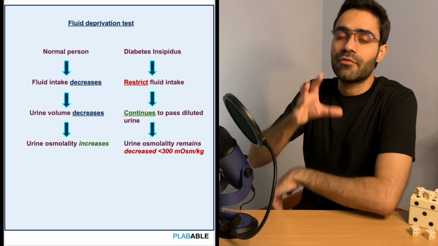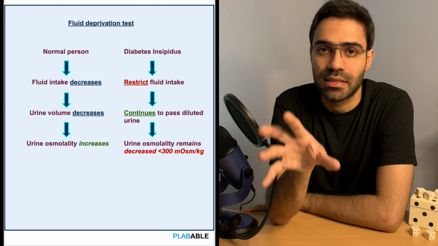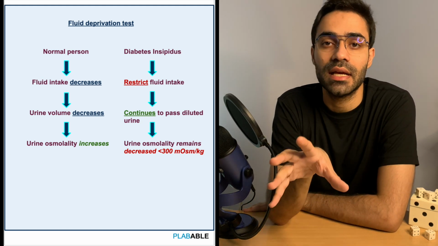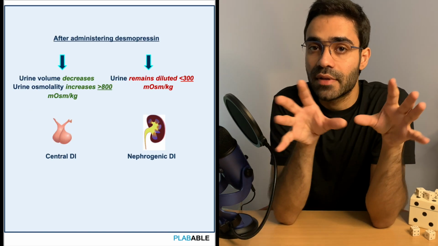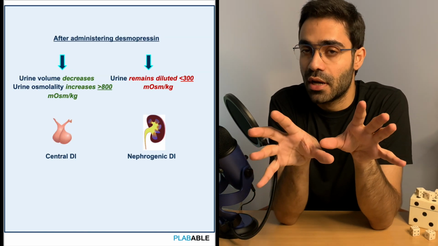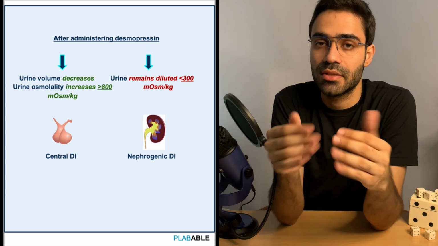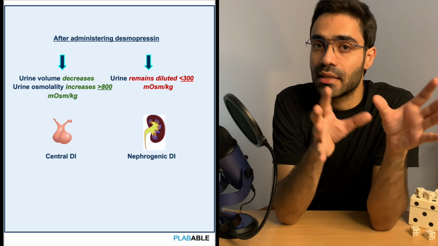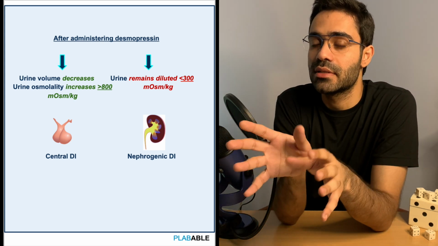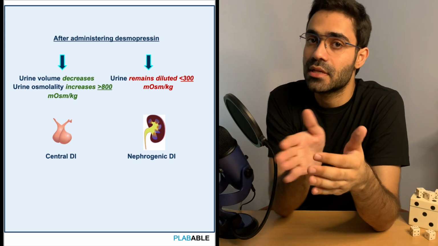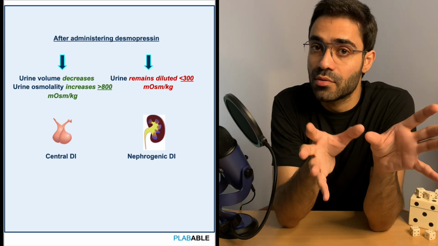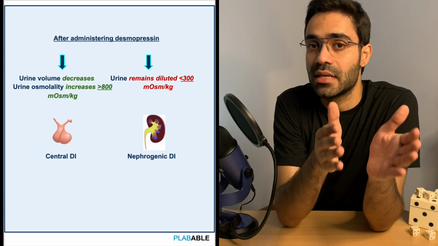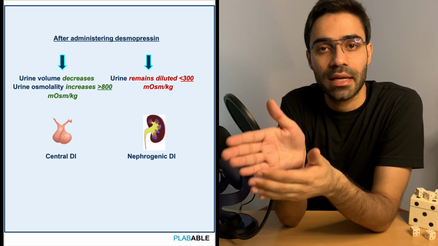Now, after you have confirmed that this patient has diabetes insipidus, you would like to know whether he has central diabetes insipidus or nephrogenic diabetes insipidus. Now you give desmopressin to this patient. Desmopressin is a vasopressin analog. It goes and acts on the receptors in the kidneys. If the receptors are functional, this desmopressin is able to work and is able to conserve water.